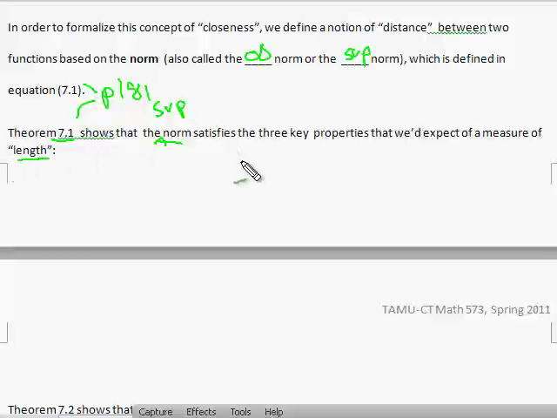Okay, what do you expect a measure of length or distance to be? What do you expect to be true? Well, a length should always be positive. So this is positivity. And the only time that the length is 0 is if the vector itself is 0. We're really talking about lengths of vectors. In fact, functions can be considered as vectors in this application. Another important property of a norm is the triangle inequality.